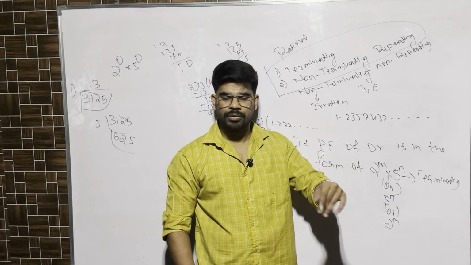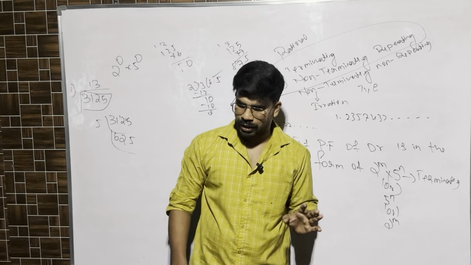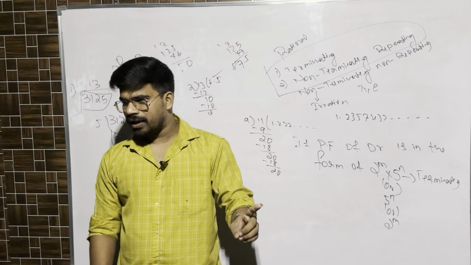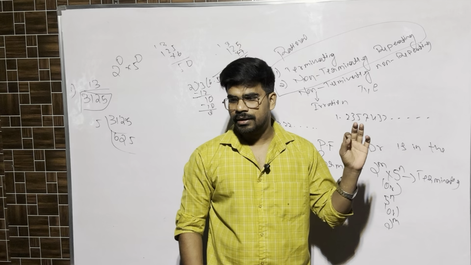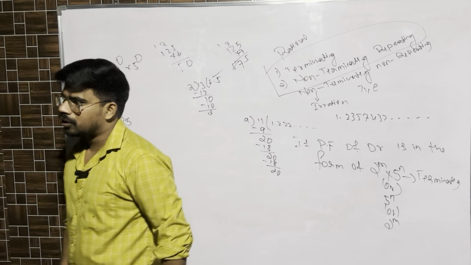Along with 2, 3 came, non-terminating. Along with 5, 7 came, non-terminating. It should either be 2, 5, or only 2, or only 5. Then it is terminating. Otherwise it is non-terminating.